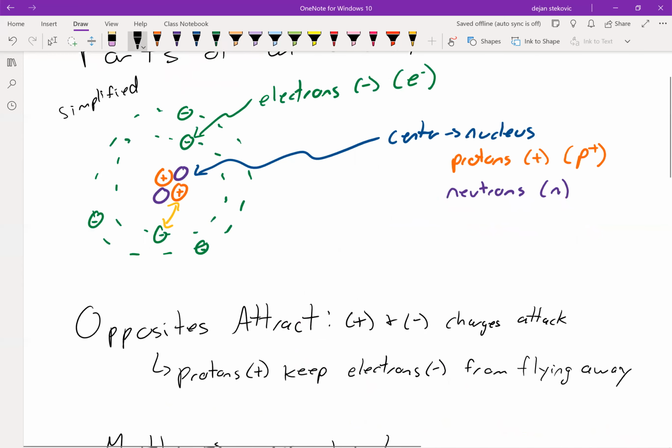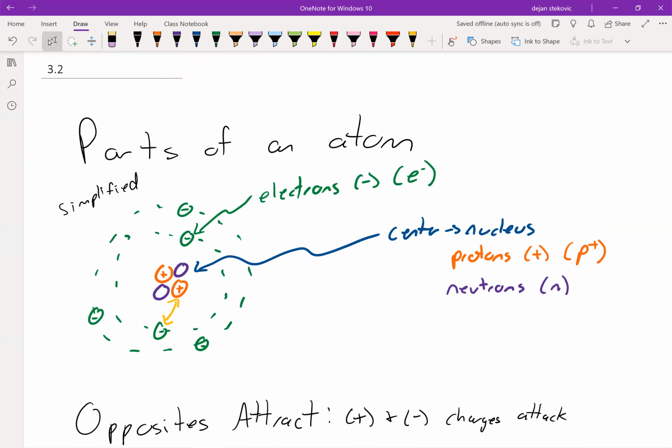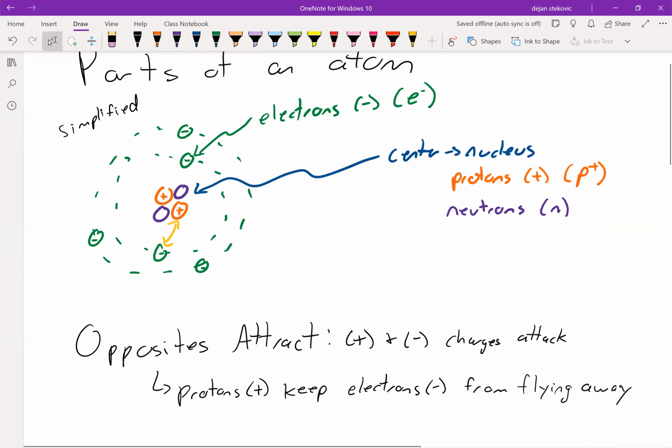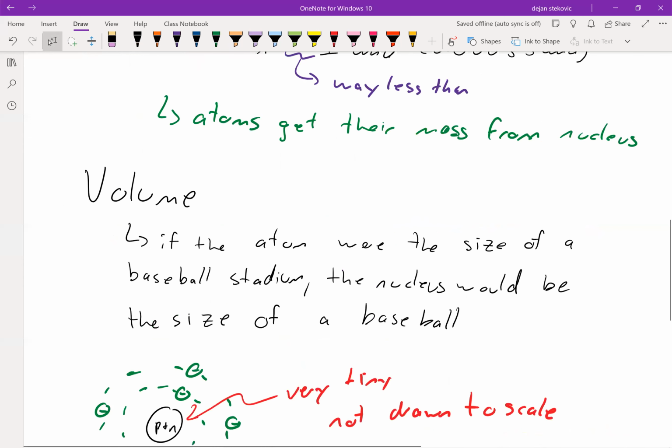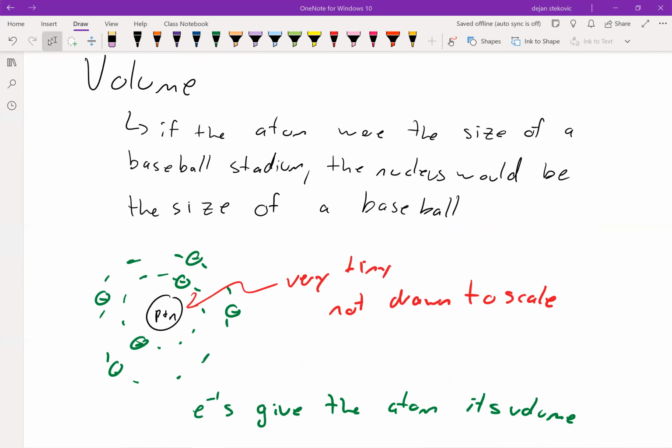So the takeaway from this little video is, what's an atom? It's composed of a nucleus where we have protons and neutrons, and on the outside we have electrons. Protons are positive, electrons are negative, and they attract one another. Most of the mass comes from the protons and the neutrons, while most of the volume comes from the electrons.